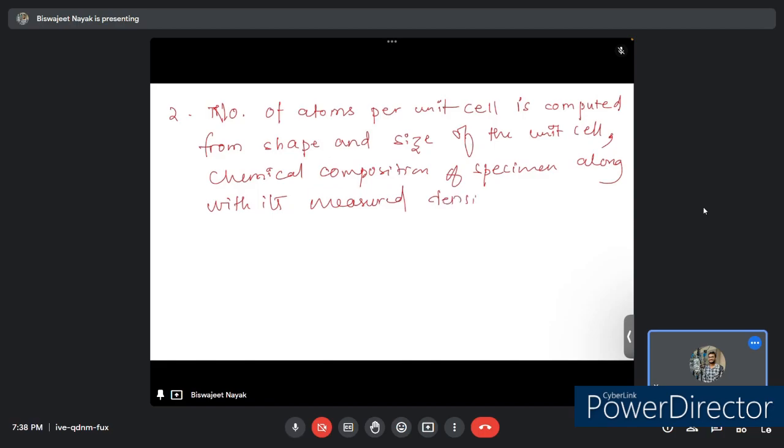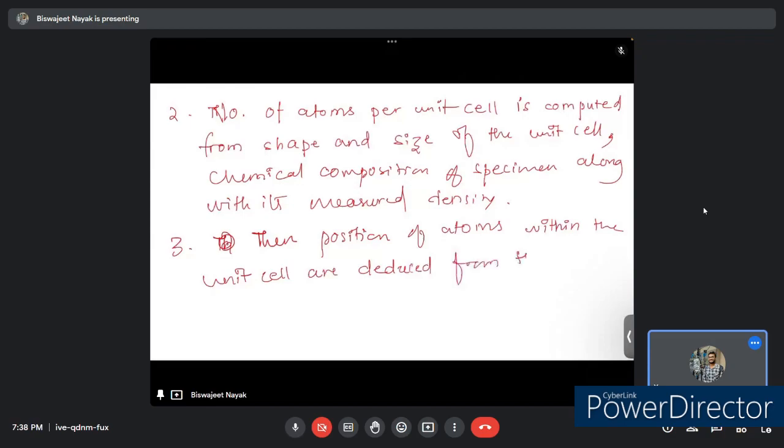Then the number of atoms per unit cell is computed from the shape and size of the unit cell and chemical composition as well as its density.